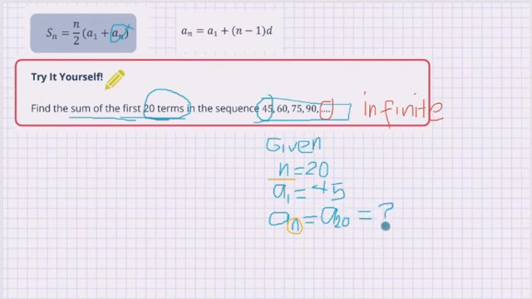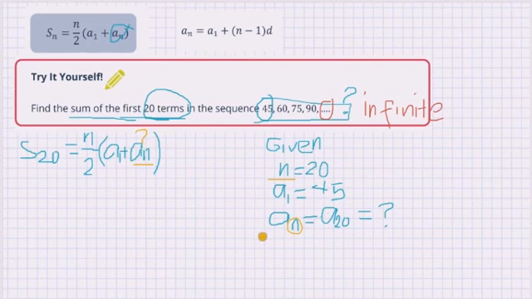Since we do not have the 20th position yet, it's unknown because it's infinite. We didn't define it yet. So we need to get first the 20th term before we can get the sum of the first 20 terms, because we cannot complete the variables in the given formula. We already have the n and the first term, but we do not have the value of the 20th term. That is why we need to get the 20th term first.